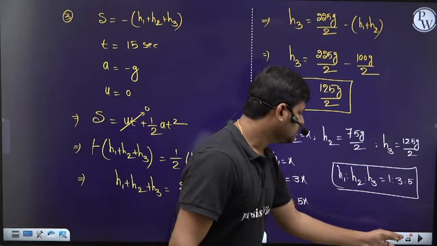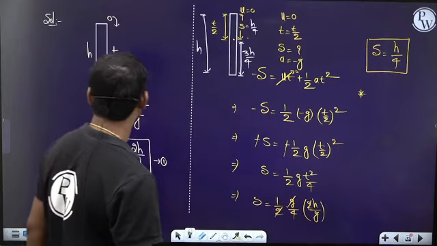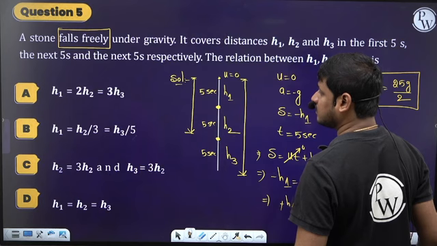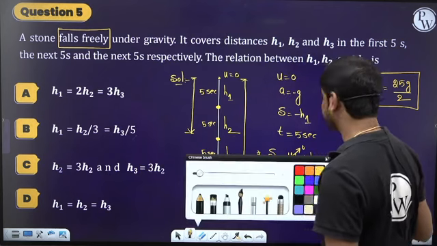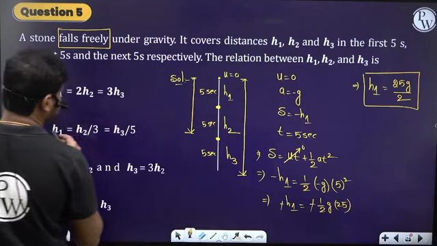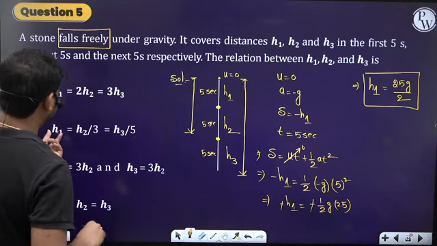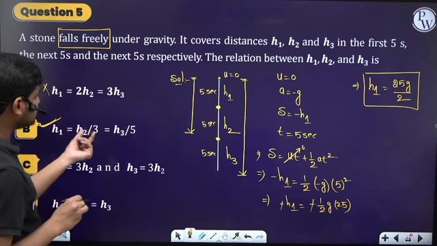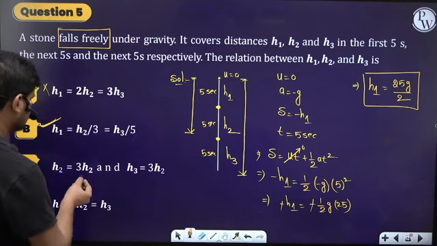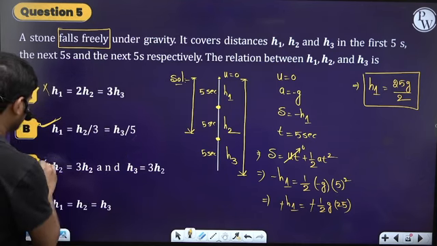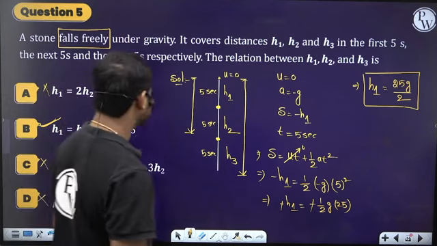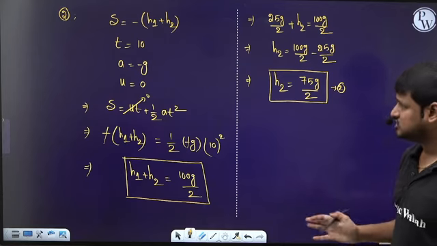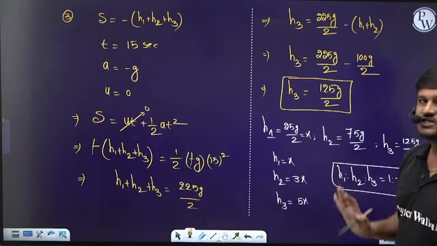Now check the answer. This is actually the lengthy procedure. Now see the options. H1 is equal to 2H2 is equal to 3H3? No. H1 is equal to H2 by 3 is equal to H3 by 5. This is correct, they are in the ratio of 1:3:5. The others are not correct. Option B is the correct one. Clear? Understood, everyone? So this is the procedure that you should follow.